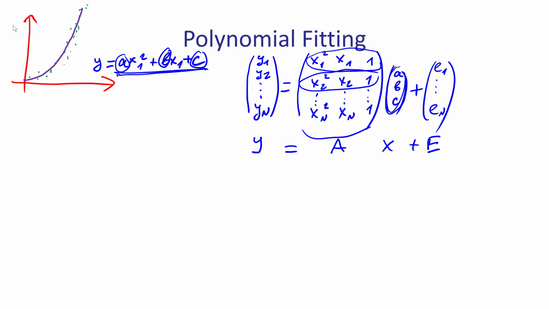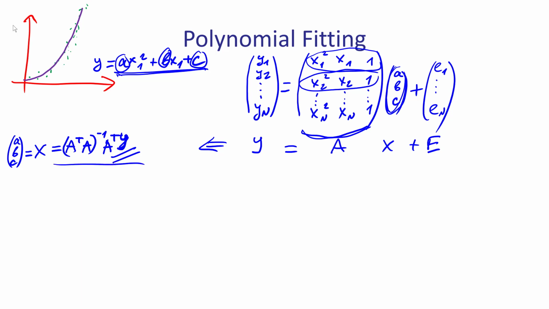The solution of least squares to that equation we know already from the previous slide. And the solution is x, which is a, b, c in that case, equals A transpose A inverse A transpose Y. This is exactly what we had in the previous slide. So the solution is exactly the same as it was before with a linear function. More than that, you can use a polynomial with any number of coefficients, and then just the matrix A will change, but the solution will stay the same like that.